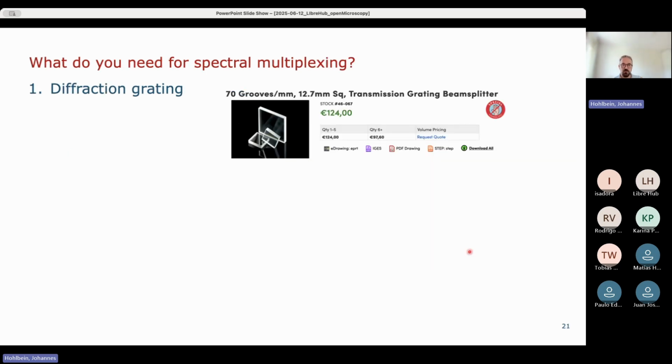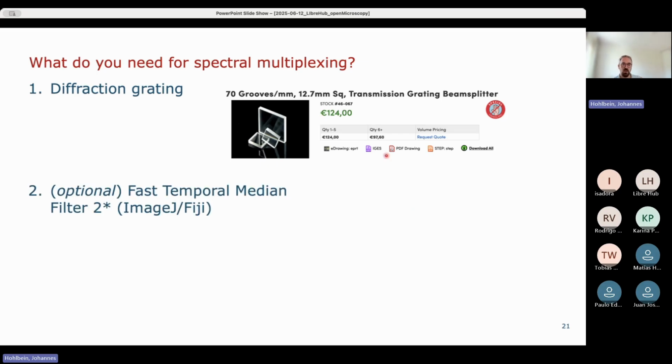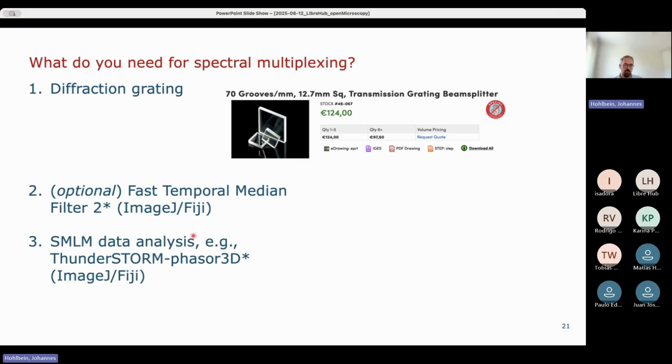So what do we need for that? Say you have a single molecule localization microscope available. All you need is a diffraction grating, roughly $124 at that time. We need a couple of plugins: an optional plugin to do some filtering in time, available in ImageJ, and then we released the plugin to do the fast localization.